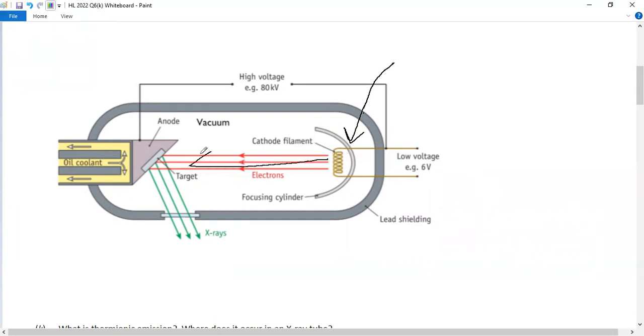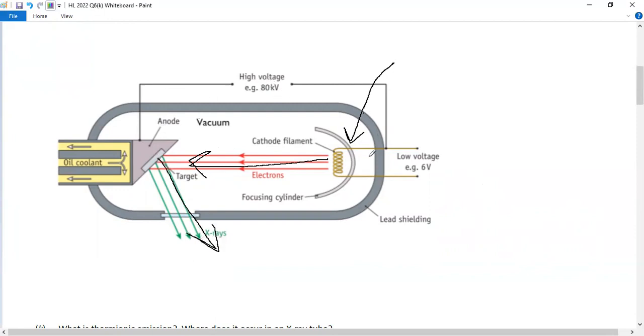Here are my electrons, and they are being sent towards a target. They're being projected into the target. It's usually a heavy metal target, and this is called an anode. So when they hit that target, they change basically. They change to X-rays, which are projected out here.